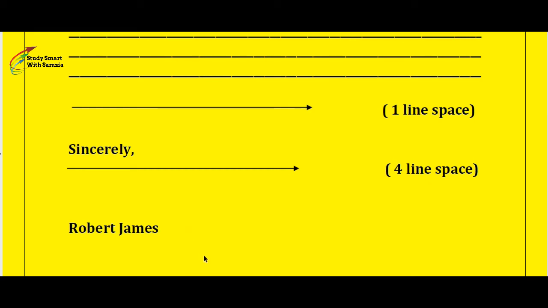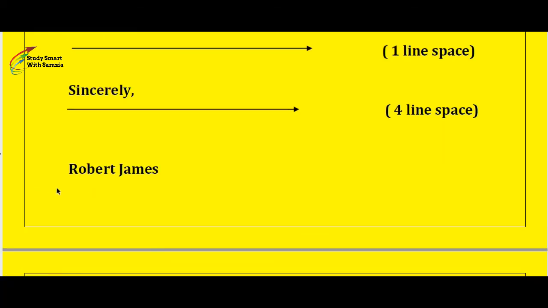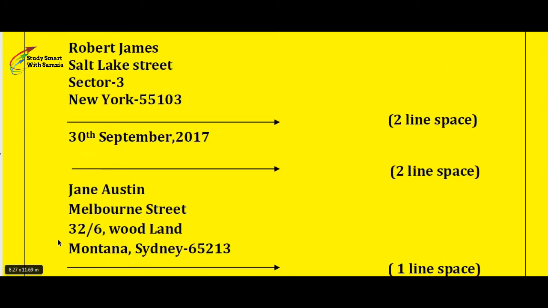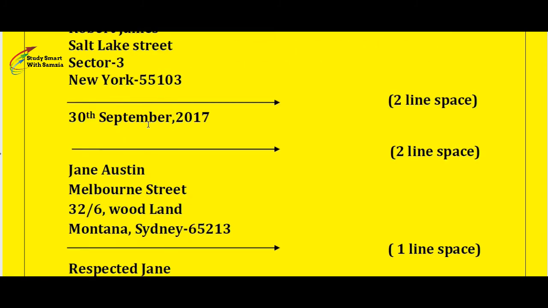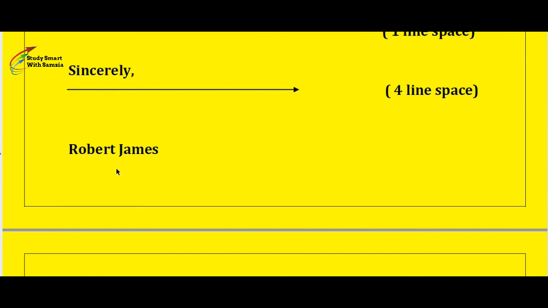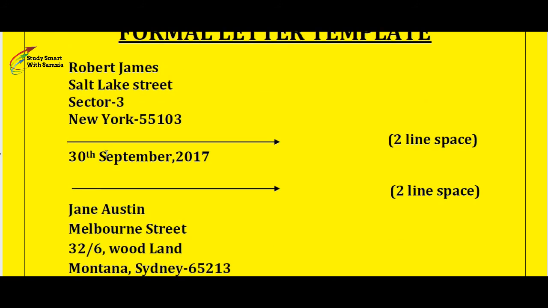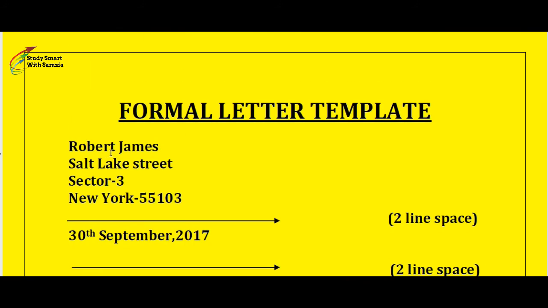You need to give this proper 4-line space, and after that the name of the sender, that is Robert James. So we have introduced the name here, Robert James. This is all about the format of a formal letter template. This is a normal and general format which you can use anytime, anywhere, for any purpose.